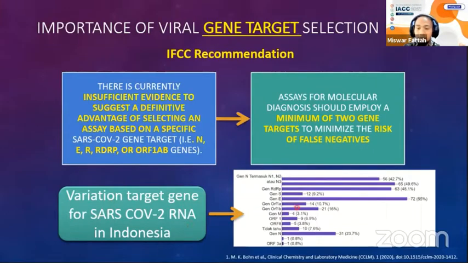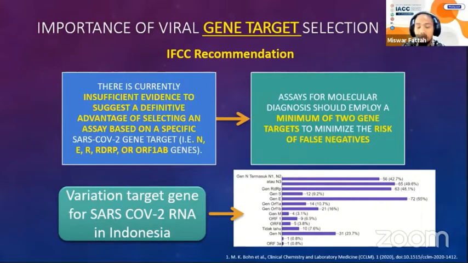We have already surveyed more than 100 laboratories in Indonesia. Mostly they use the N gene as a target, and RdRp and E gene, so a combination of these. A lot of laboratories in Indonesia are using what we call the Indonesia CTM, because GeneXpert machines are widely distributed around Indonesia too.